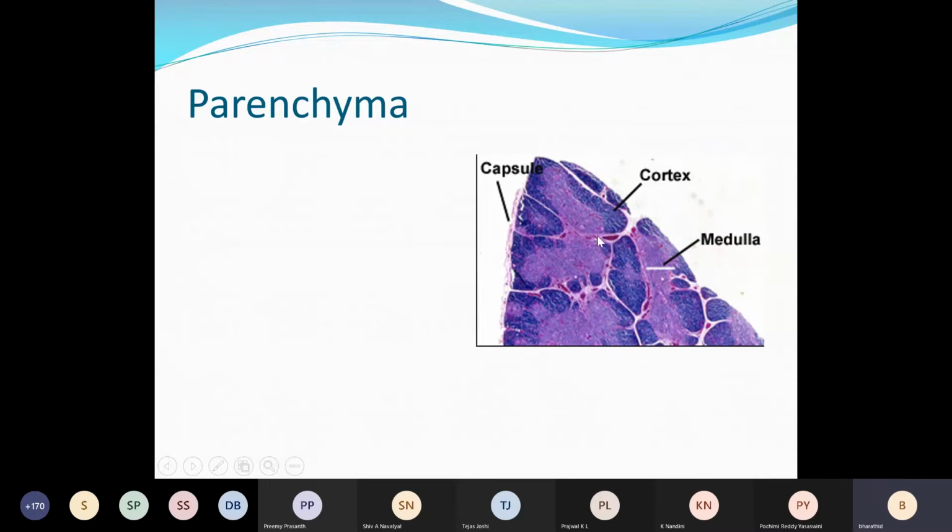Within the lobule, you can see the periphery, which is called cortex. The cortex and the inner lighter region, what you are seeing, is called medulla. The medulla of one lobule is continuous with the medulla of the other lobule. Also, what you can observe here is the outer cortex is dark and the inner medulla is light in color.